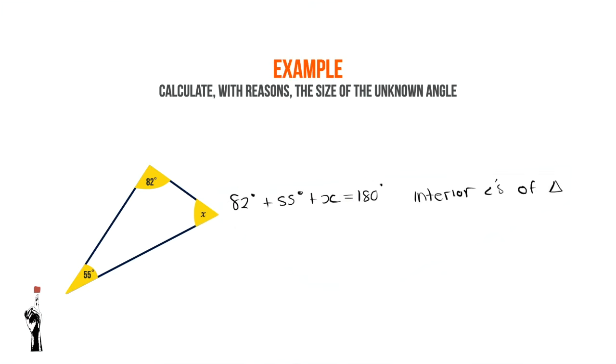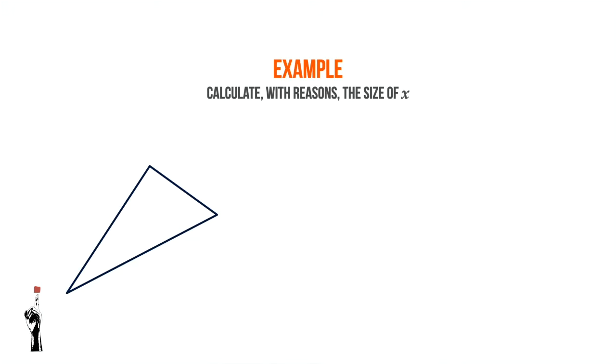So now I need to calculate X. I can say that X is 180 degrees minus 82 degrees minus 55 degrees. And that gives me a total for X of 43 degrees. Let's do another example with the same theorem. Calculate with reasons the size of X.